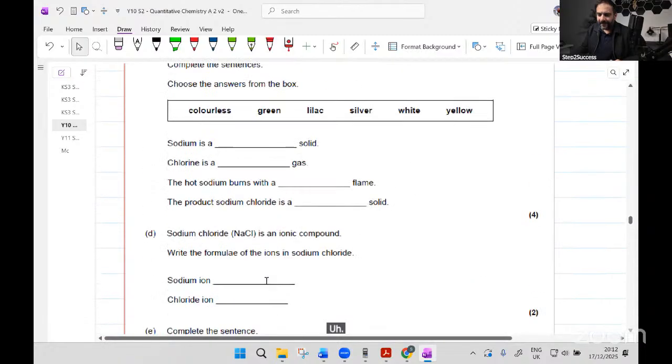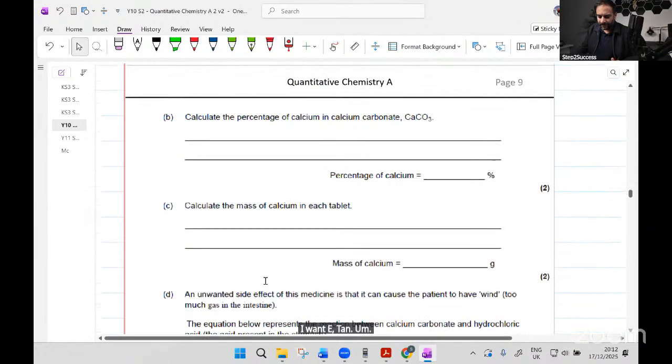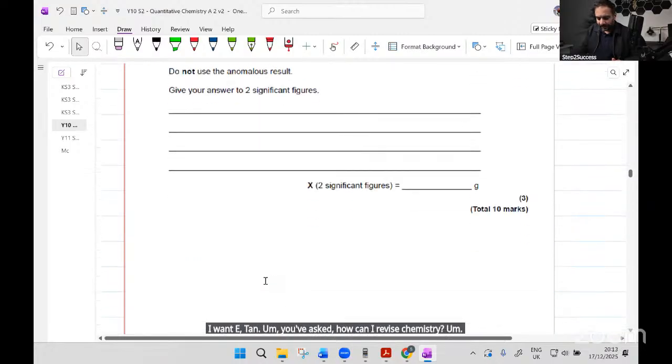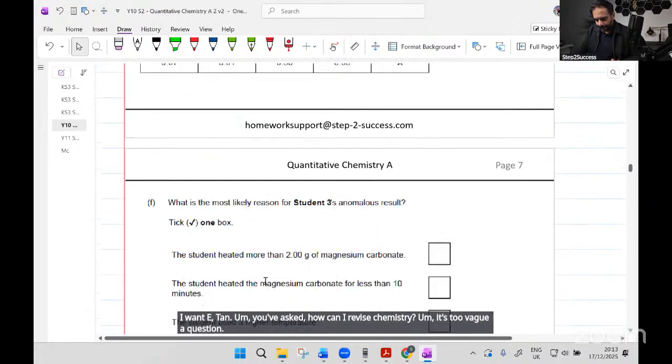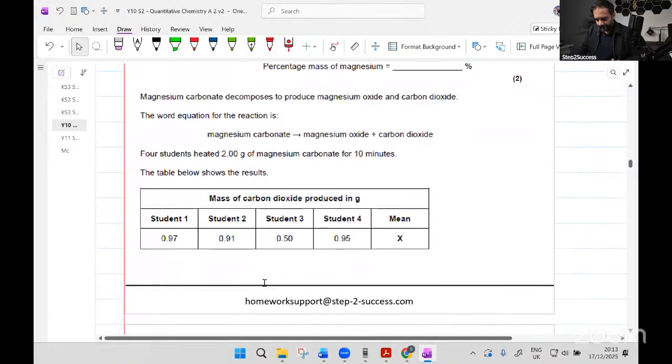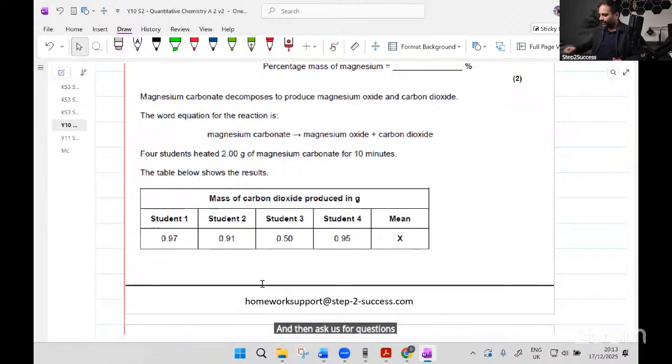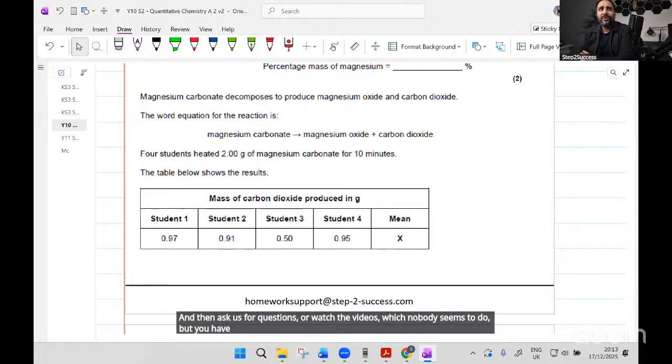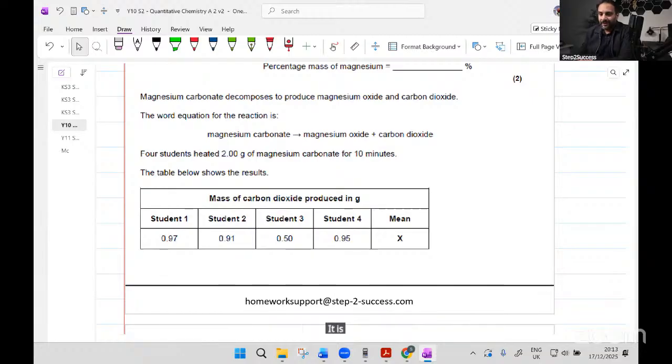1E, year 10. You've asked how can I revise chemistry? It's too vague a question. The best thing to do is identify topics that you need to revise and then ask us for questions or watch the videos, which nobody seems to do, but you have access to a lot of content. It is up to you whether you want to use it or not.